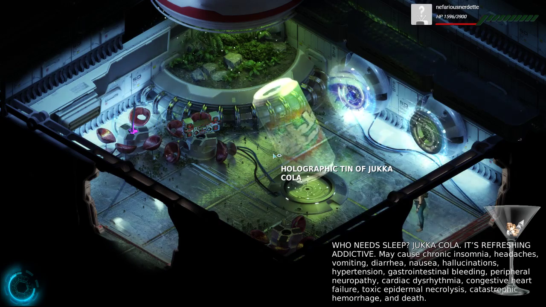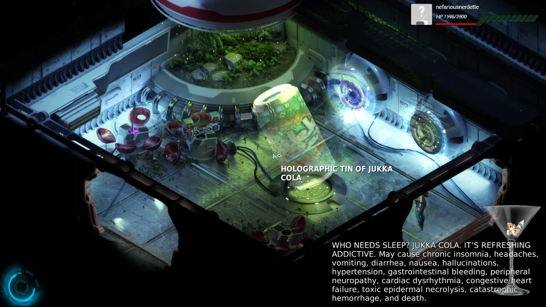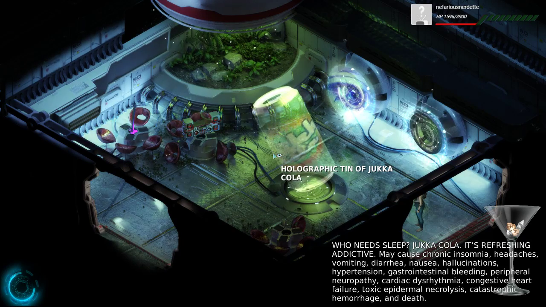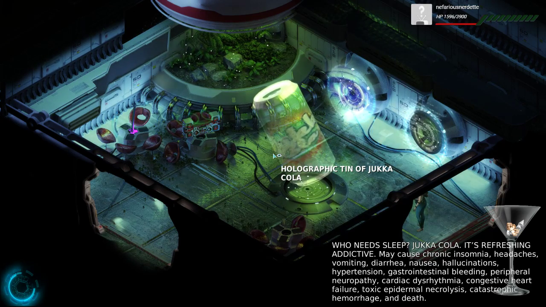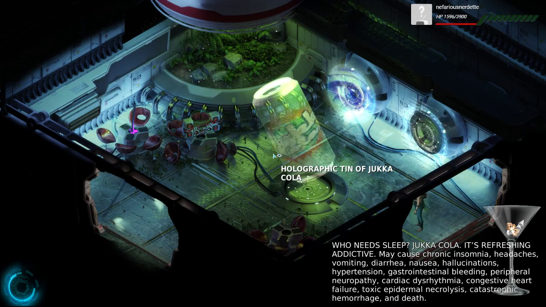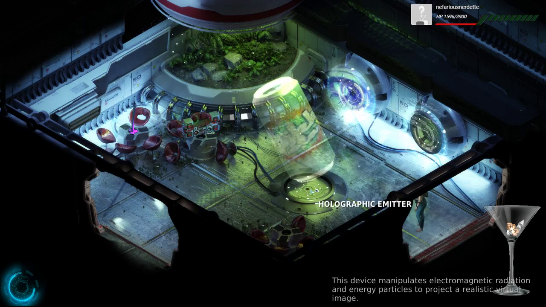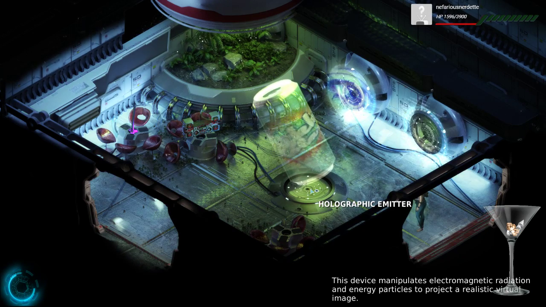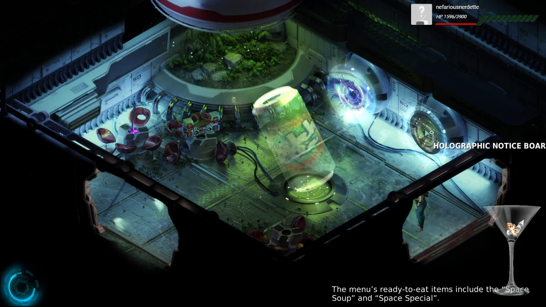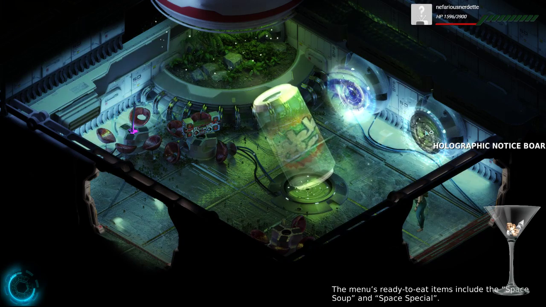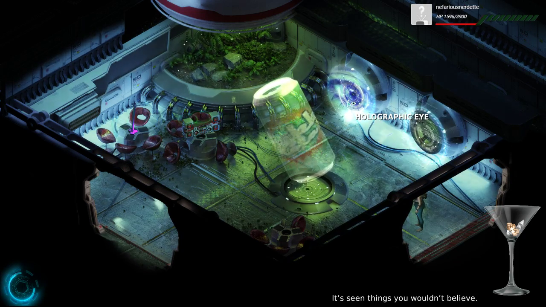Oh, look at that eye. Look at that giant hollow eye. Holographic tint of Juca-Cola. Who needs sleep? Juca-Cola. It's refreshing addictive. May cause chronic insomnia, headaches, vomiting, diarrhea, nausea, hallucinations, hypertension, gastrointestinal bleeding, peripheral neuropathy, cardiac dysrhythmia, congestive heart failure, toxic epidermal necrolysis, catastrophic hemorrhage, and death. I want Juca-Cola, please. Get it inside of me right now. Holographic emitter. This device manipulates electromagnetic radiation and energy particles to project a realistic virtual image. Yeah, that looks real. Holographic notice board. The menu's ready-to-eat items include the space soup and space special. Oh, are we in space too? Holographic eye. It's seen things you wouldn't believe. Oh yeah?